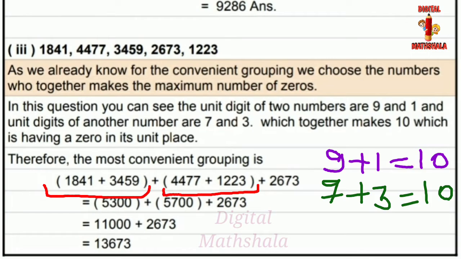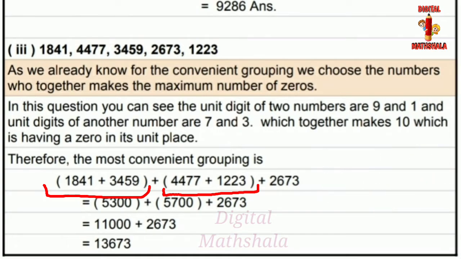So here you can see the most convenient grouping will be, in one bracket we will take 2 numbers, that is 1841 and 3459, and in another bracket we will take 2 numbers, 4477 and 1223. And the number that remains is 2673. We will not select this one.